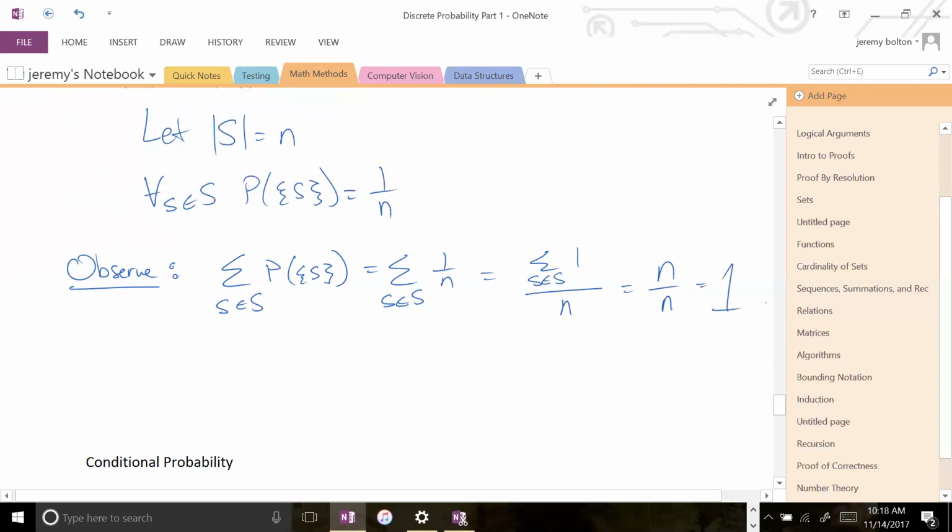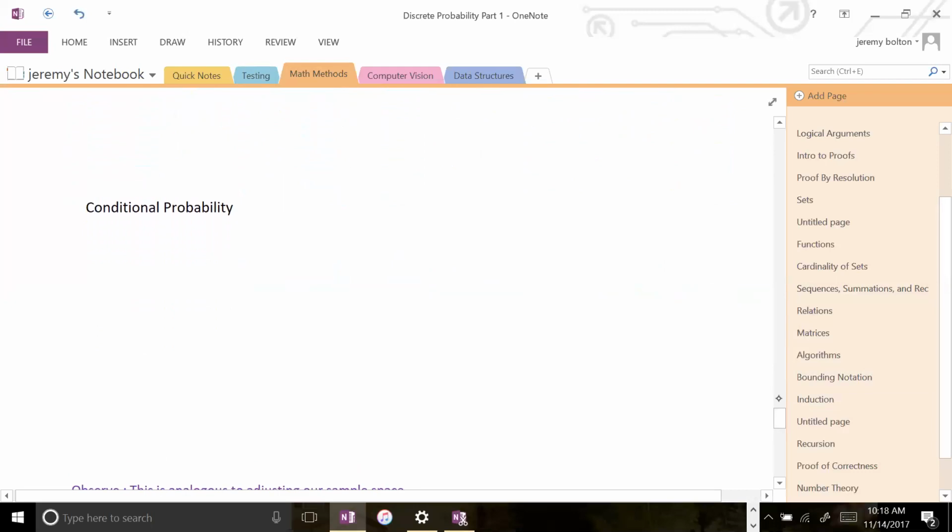And so what is this telling us? If we were to sum up the probability of all of the individual samples in our set, the total probability is 1. And next we will discuss conditional probability unless there are any questions.